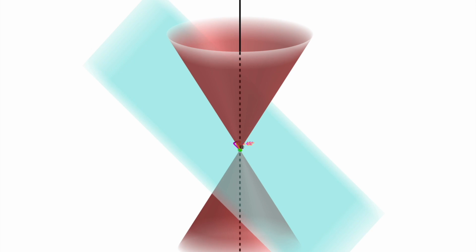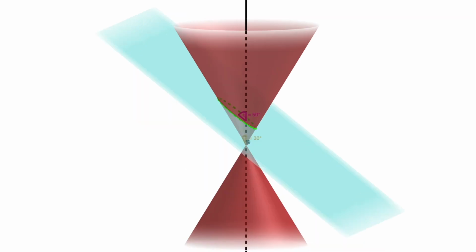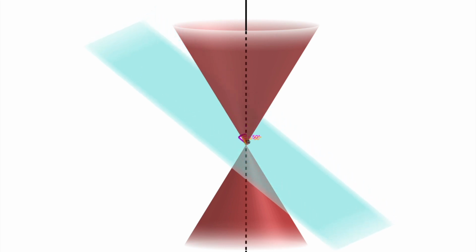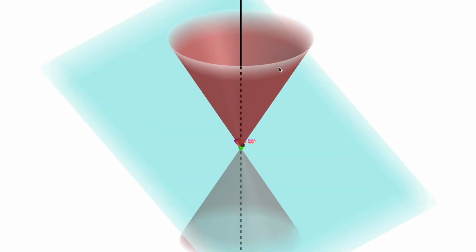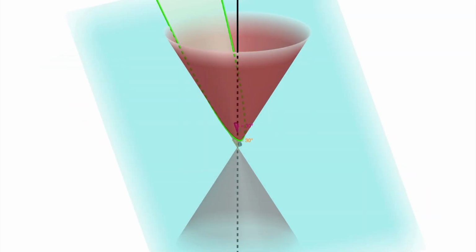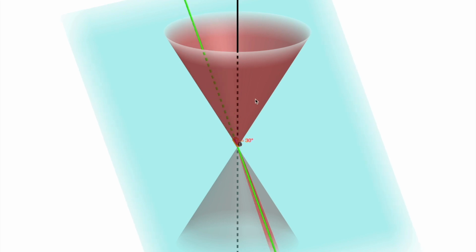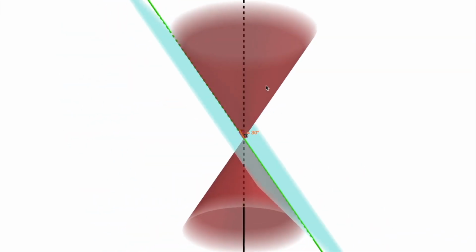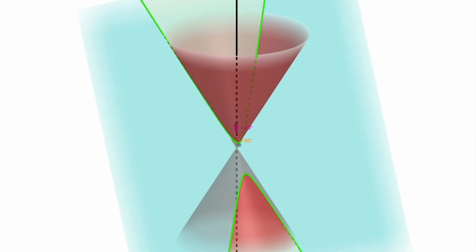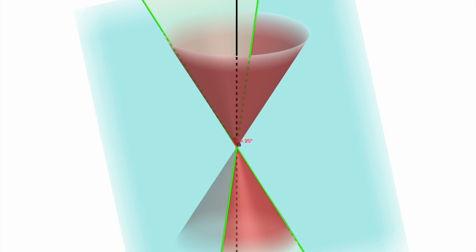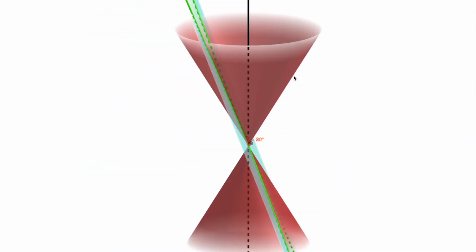Now, if we let the plane cut through the vertex of the double right circular cone, the ellipse that we used to get when alpha is less than beta will now be a point. And the parabola that we used to get when alpha equals beta will now be a straight line. And the hyperbola that we used to get when beta is less than alpha will now be a pair of intersecting straight lines.